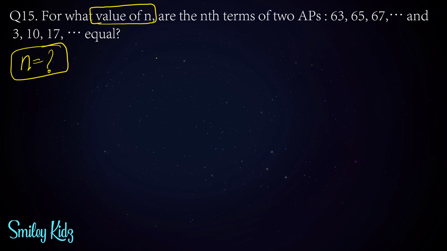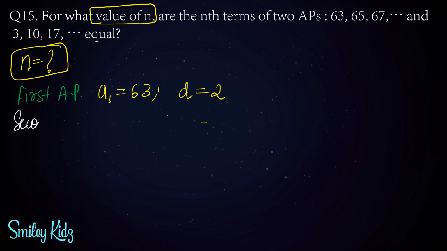We know the two APs. And we know that from each AP we can extract a and d. Now the first AP we have here is 63, 65, 67, out of which my first term is 63 and the common difference is 2. That is a2 minus a1, 65 minus 63, which is 2. Alright, then we have the second AP. What is the first term? It is 3. What is the common difference? 10 minus 3, which is 7. That is a2 minus a1.